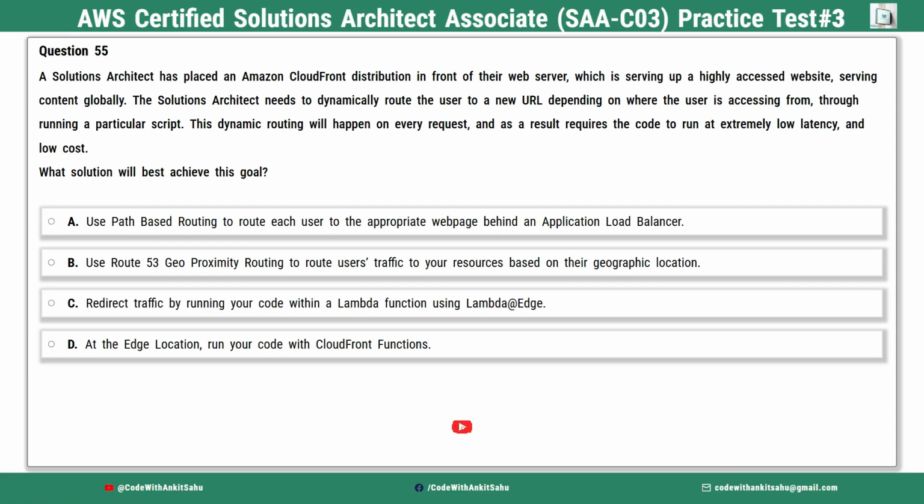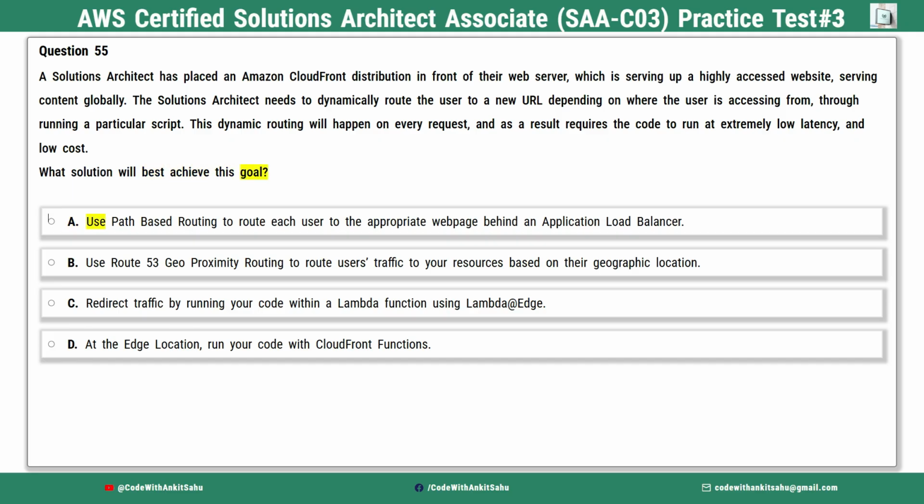Question 55. A solutions architect has placed an Amazon CloudFront distribution in front of their web server, which is serving up a highly accessed website, serving content globally. The solutions architect needs to dynamically route the user to a new URL depending on where the user is accessing from, through running a particular script. This dynamic routing will happen on every request, and as a result requires the code to run at extremely low latency and low cost. What solution will best achieve this goal?